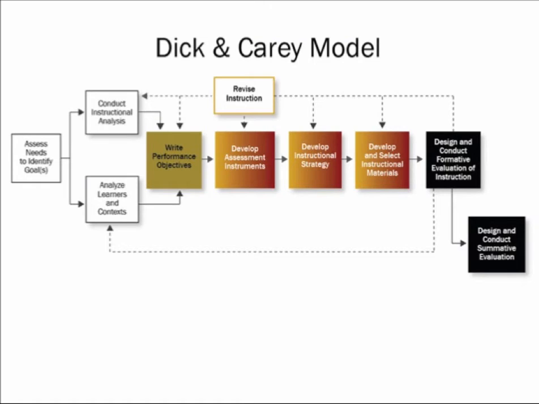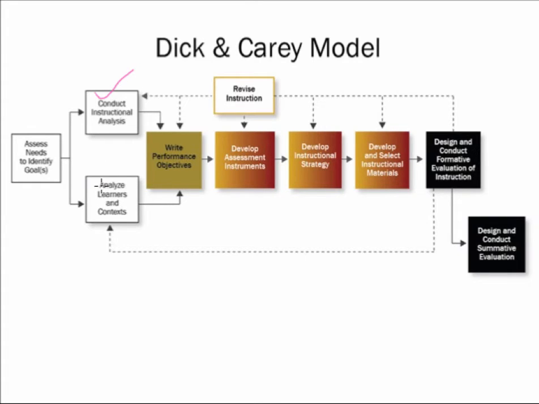The Dick and Carey model starts with assessing needs to identify goals. This is where we look at an organization to determine if there's a problem, and if there is a problem, can it be solved by training? If it can be solved by training, then we can apply the Dick and Carey model to that. After we assess the need, we conduct an instructional analysis. In the instructional analysis, we determine the step-by-step procedure that people perform when they're doing whatever it is we're going to teach them to meet our goal.